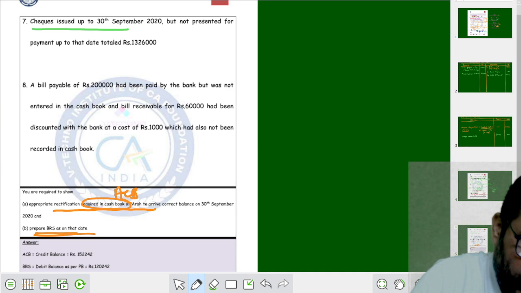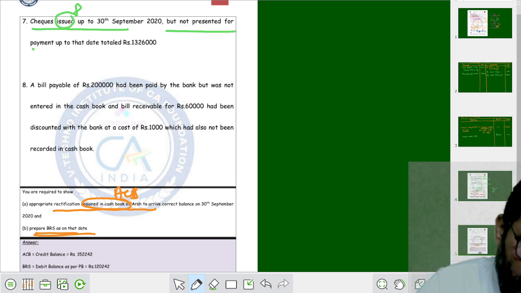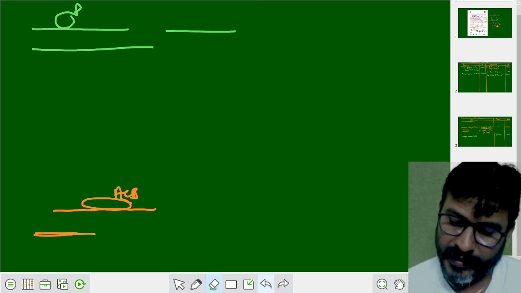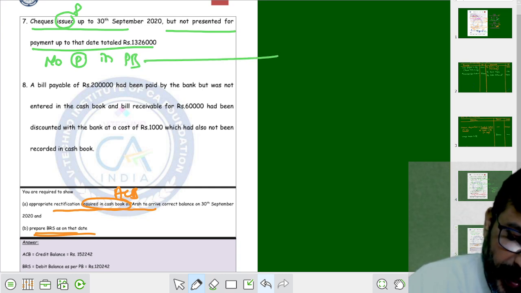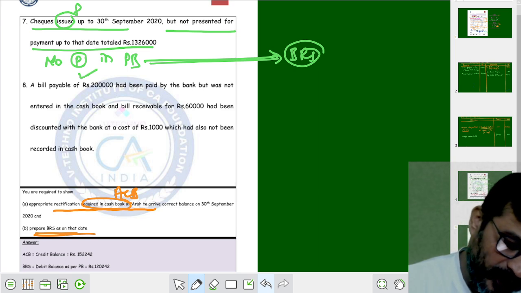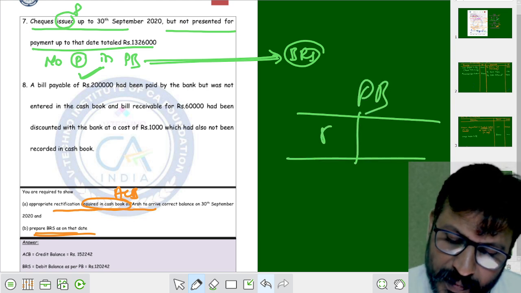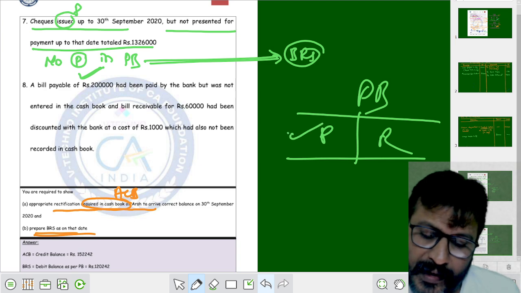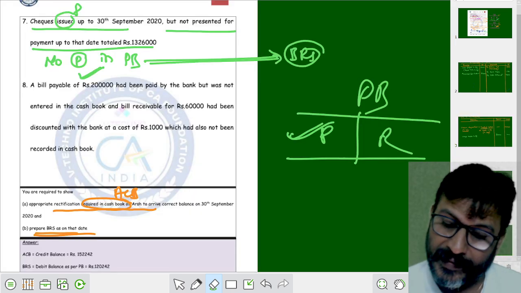Cheques issued. Issued means payment up to 30th September, but not presented to the bank for payment. Not presented to the bank means there is no payment in the passbook. When there is no payment in the passbook, it comes in BRS. What side do we have to take? The payment side. What is the payment side of the passbook? In the passbook, debit is payment and credit is receipt. So we take it on the debit side only. In BRS, what is the point number? It is, my dear kids, 7, right?